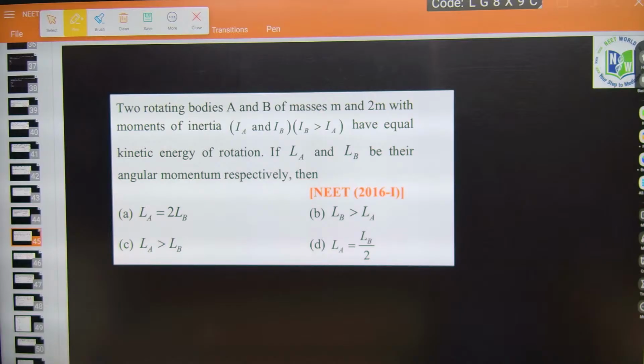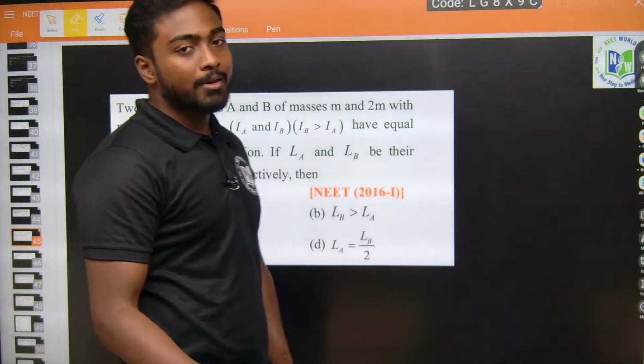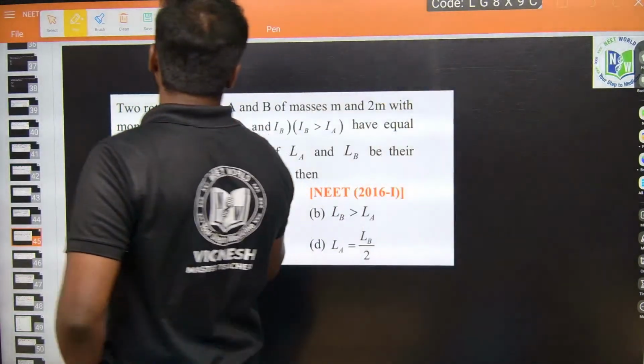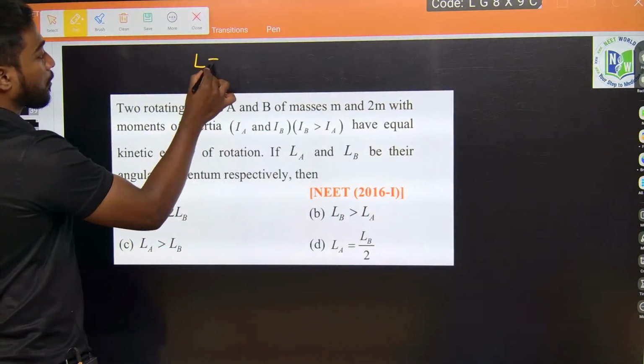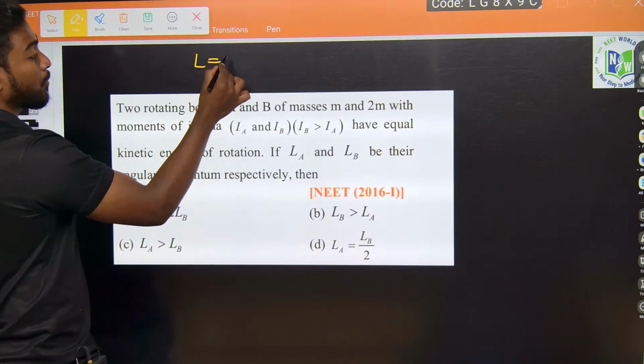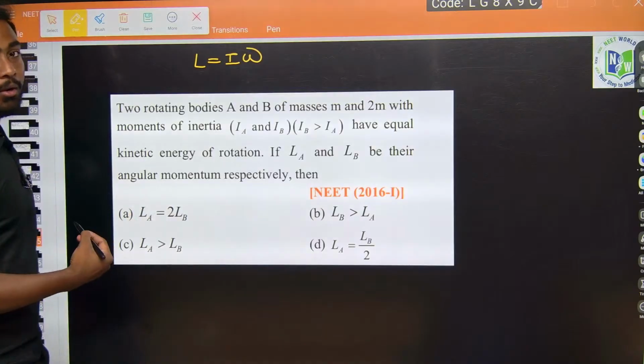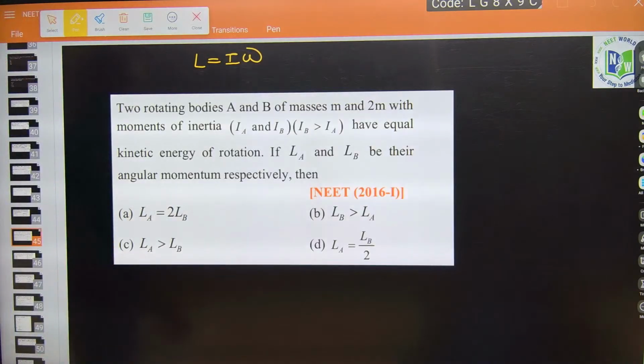What can I do for this question? Momentum formula is mass into velocity, but in case of rotation I can use L is equals to I omega. In place of mass it is I, and in place of velocity we will use angular velocity omega. Okay. Now what are the given things?